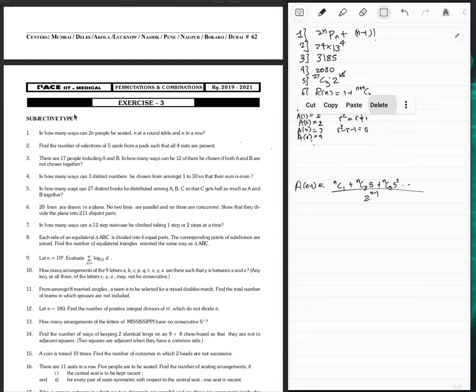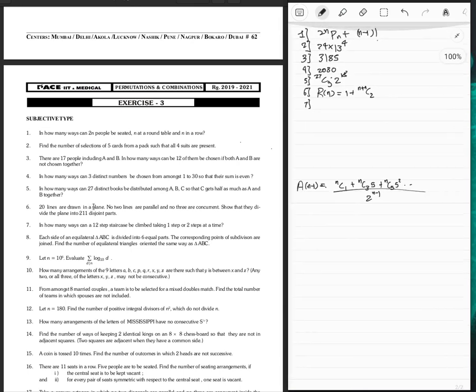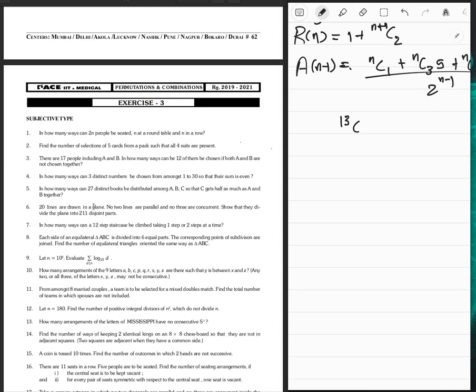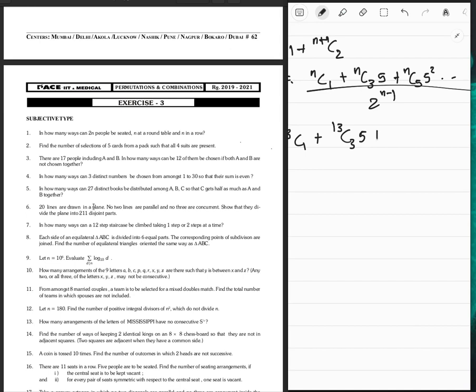Okay, so what do you want to do? You want to calculate... actually, why do you want to do all of this then? Just delete this stuff. And there you go, you've got the general term of our sequence. In this particular case, you want a 12 step staircase, so n minus 1 should be 12, so n is equal to 13. So you start like 13C1 plus 13C3 times 5 plus 13C5 times 5 squared plus 13C7 times 5.